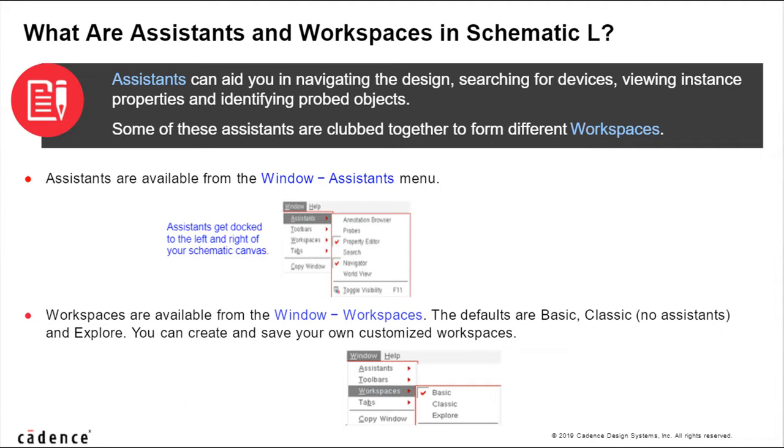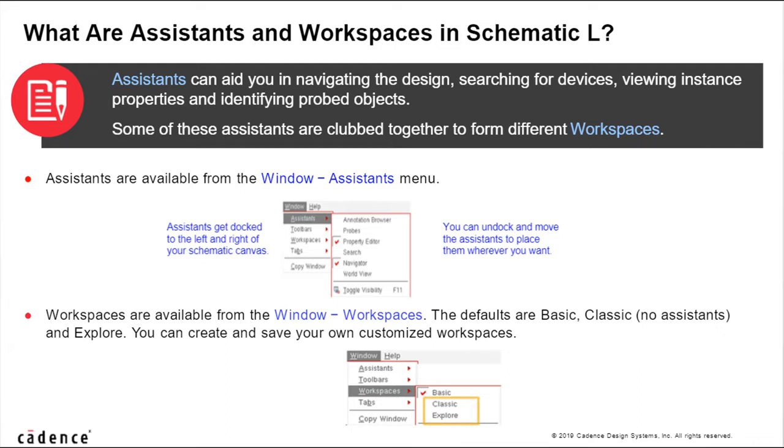probed objects, for instance. By default, when you open the schematic editor L environment, it opens in the basic workspace. This is indicated on the workspace toolbar. Workspaces are the specific arrangement of assistants that you can pre-configure or customize for each tool. The basic workspace has the Navigator and Property Editor assistants docked to the left of the canvas. You can undock and move the assistants to place them wherever you want.